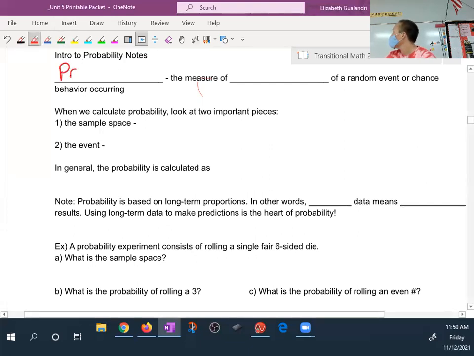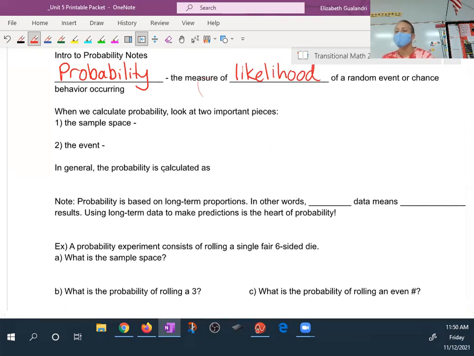So first word up here is probability, which is the measure of likelihood of a random event or chance behavior occurring. So we're going to be talking probability over this next unit. We're going to be going just a little past Thanksgiving with this unit and doing lots of probability.